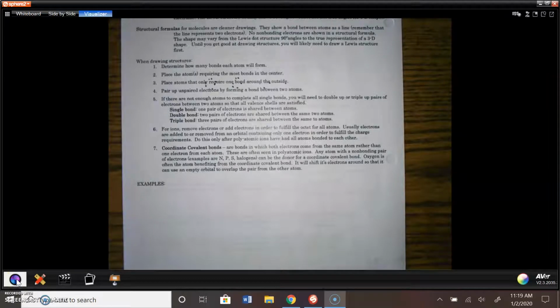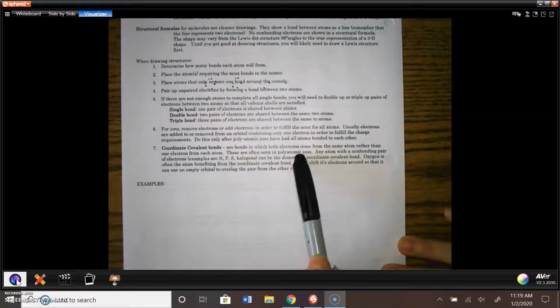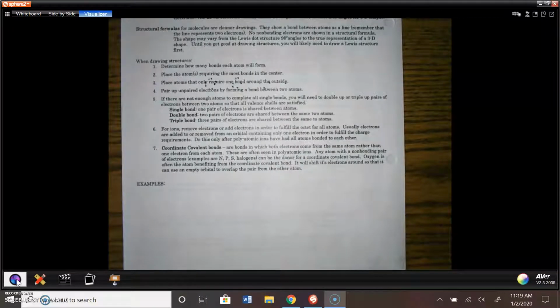So the last thing we want to look at as far as Lewis structures go this year is something called a coordinate covalent bond. If you notice, these are bonds in which both electrons come from the same atom rather than one electron from each atom. So you see this a lot in polyatomic ions. Any atom with non-bonding pairs of electrons, like nitrogen, phosphorus, sulfur, the halogens, can be a donor for a coordinate covalent bond. Oxygen oftentimes is the beneficiary of a coordinate covalent bond, and you're going to see what happens there.